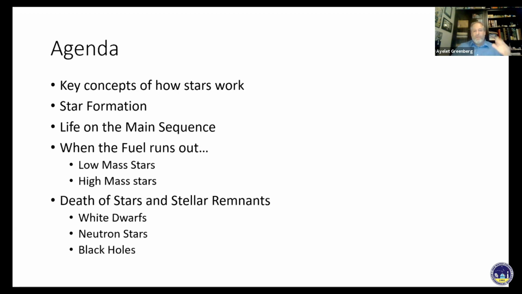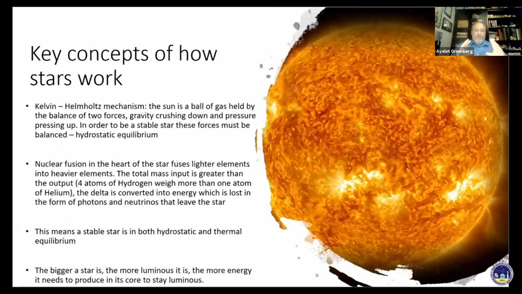So without further ado, let's talk about a few very important concepts, which we will be coming back to many times throughout today's presentation. So we'll take a few minutes to make sure we all understand them. The first thing that we need to understand is a thing called the Kelvin-Helmholtz mechanism. The name doesn't really matter. What is important is what it does.